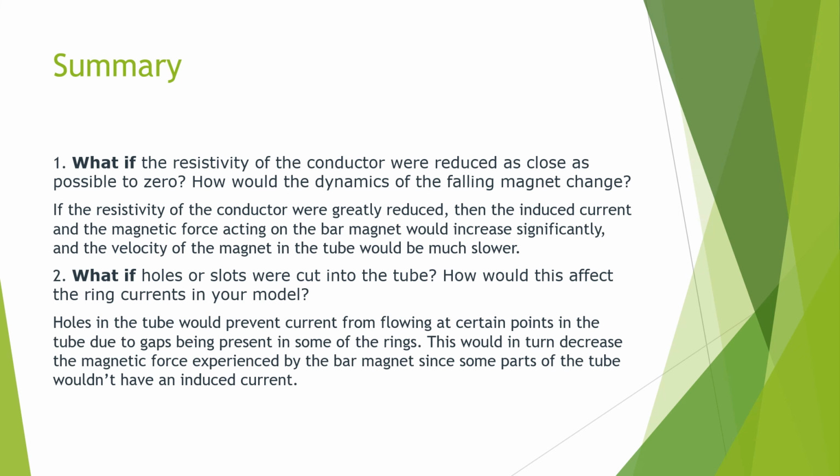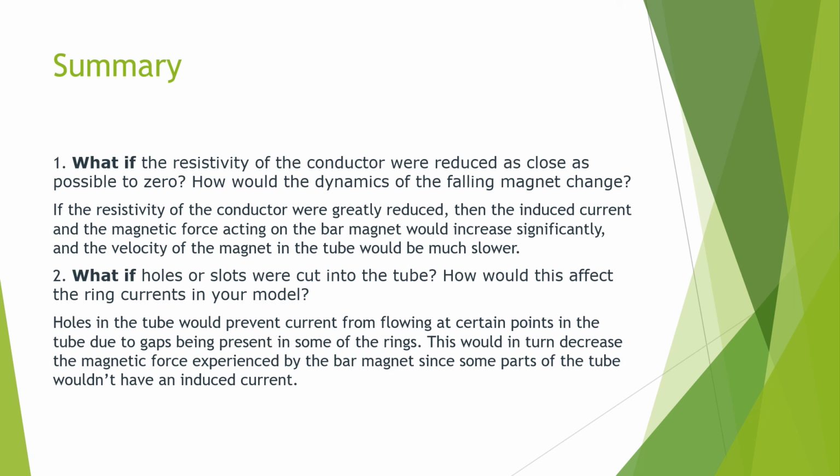If the resistivity of the conductor were reduced as close as possible to zero, then the induced current and the magnetic force acting on the bar magnet would increase significantly due to the greatly decreased resistance. This would in turn result in the velocity of the magnet in the tube being much slower, since the magnetic force acting on the bar magnet would be much stronger.